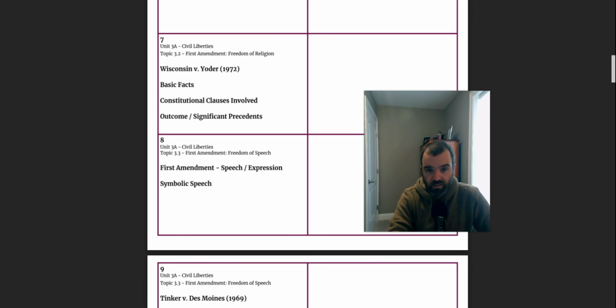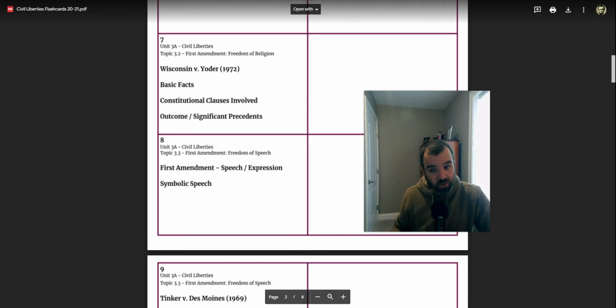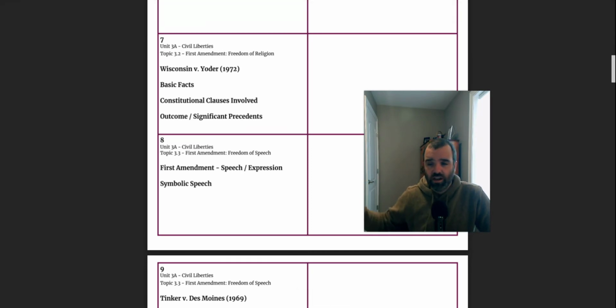Okay, first of all, those are the basic facts. The constitutional clause here is not just the First Amendment, it's the Free Exercise Clause of the First Amendment, because this is about the state of Wisconsin infringing upon the rights of people, in this case, a group of Amish people, from practicing their own religious beliefs. And the outcome here, the decision was that the state of Wisconsin went too far. They violated the Free Exercise Clause of the First Amendment. They went too far and infringed upon the rights of these Amish groups.